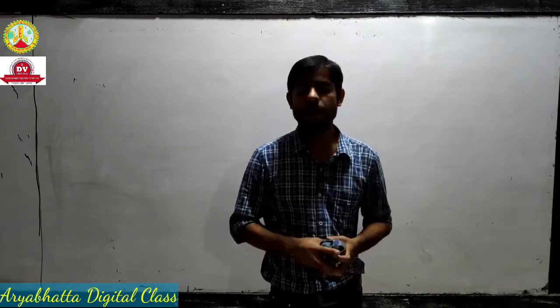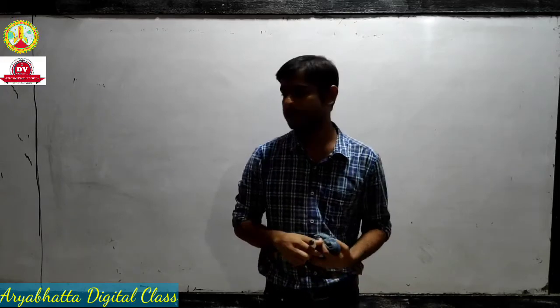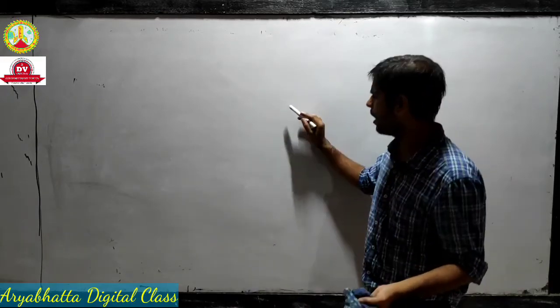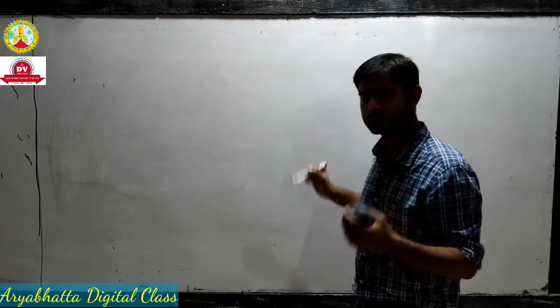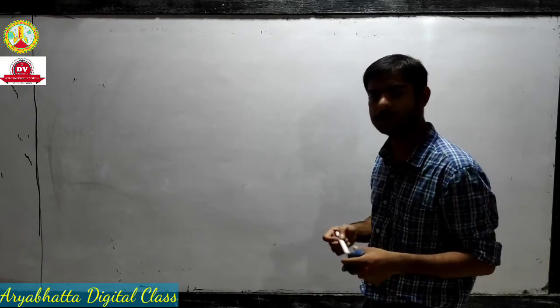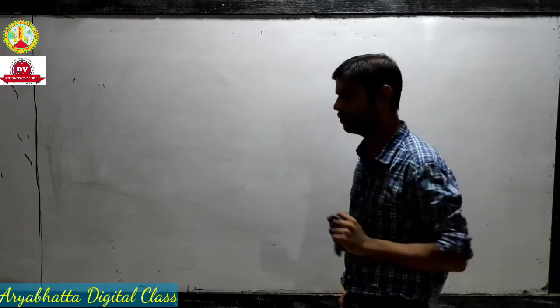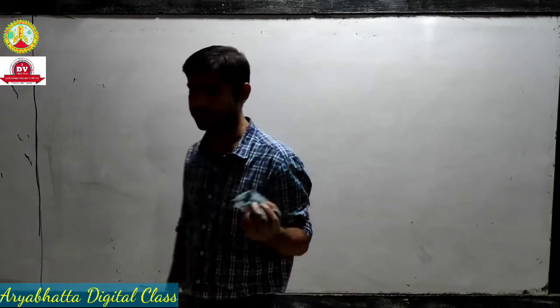What is point defect? Point defect occurs when a positive or negative ion, or one of the constituent atoms, is missing from one of the interstitial points. So this is called point defect.